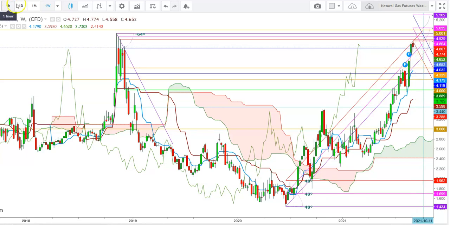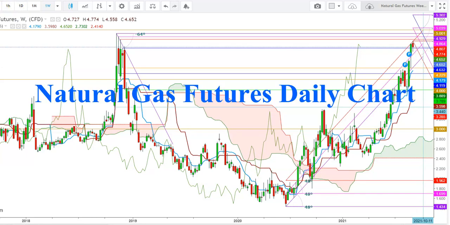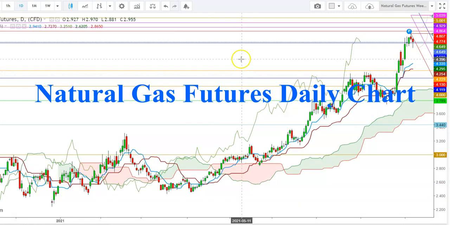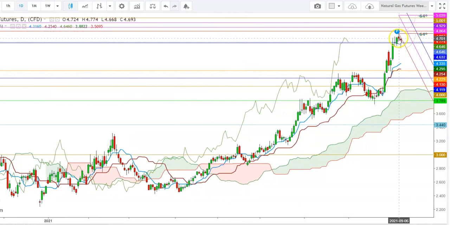So friends, now let's have a look at the movements of natural gas futures in a daily time frame. So here in a daily time frame, you can see the formation of an exhaustive candle above the levels of 4.725, which is an immediate resistance for natural gas futures. This exhaustive candle has been confirmed by the formation of this next bearish candle.